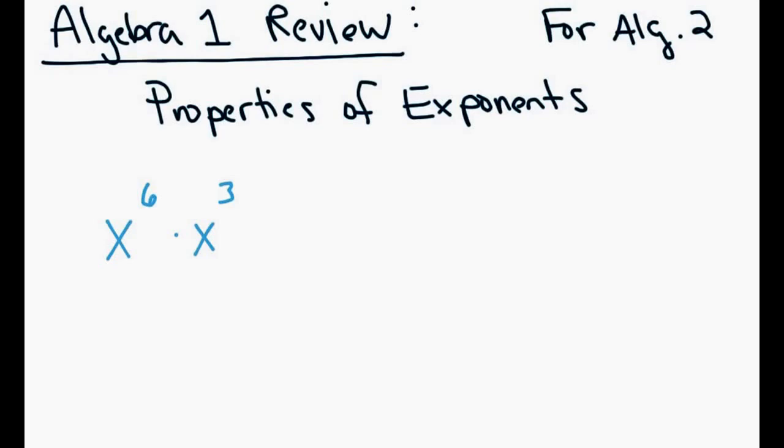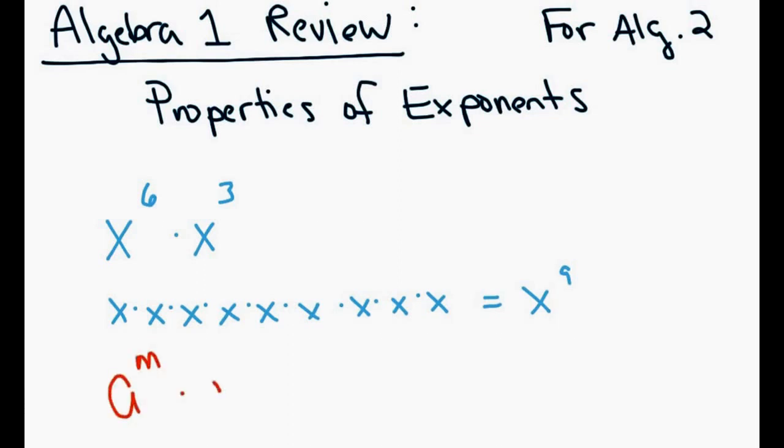Well, remember what an exponent means. X to the 6th means write x 6 times. And then x to the 3rd means write x 3 times. Well, when I write out 6 x's and 3 x's, I have a total of 9 x's. So the property of multiplying exponents with the same base was a to the m times a to the n is equal to a to the m plus n.